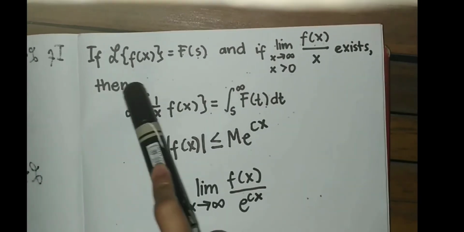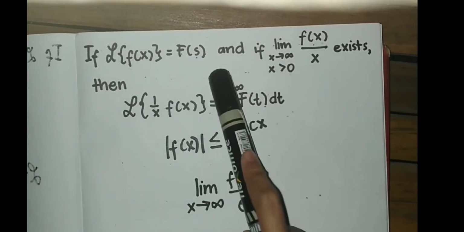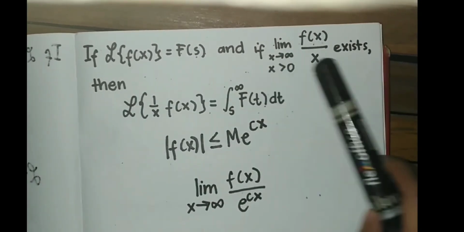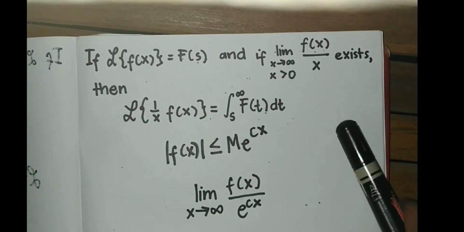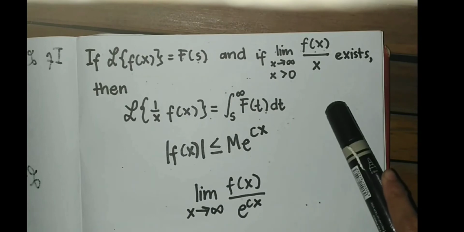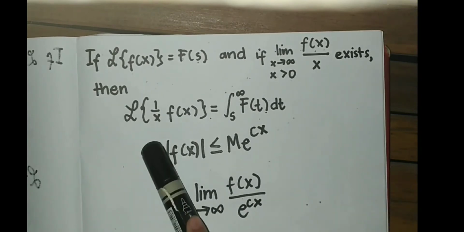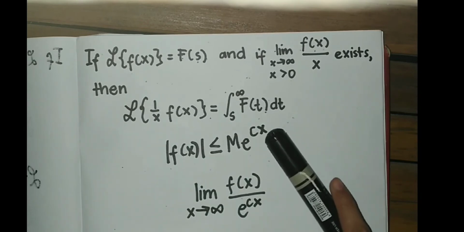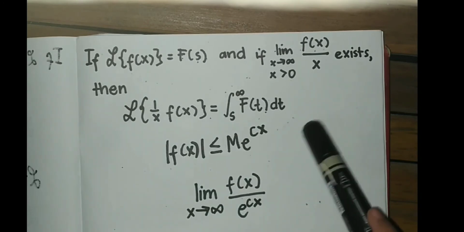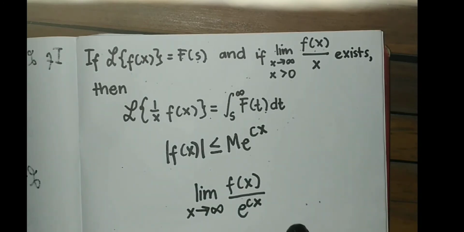So next is, if the Laplace of f of x is equal to F of s, and if the limit of f of x over x exists where x is greater than 0, then the Laplace of 1 over x times f of x is equal to the integral of F of t dt from s to infinity.